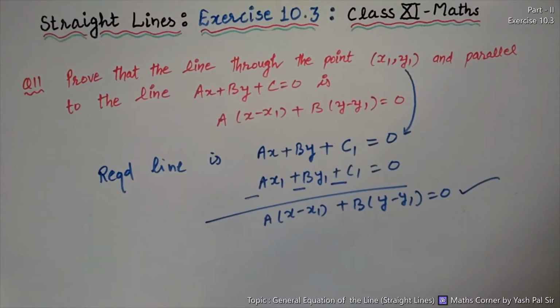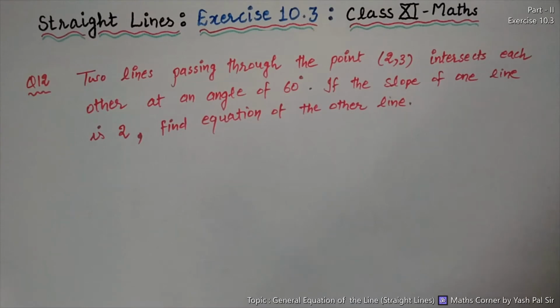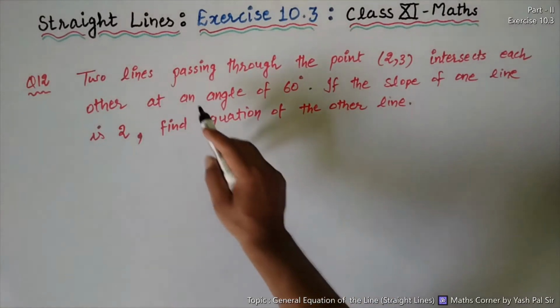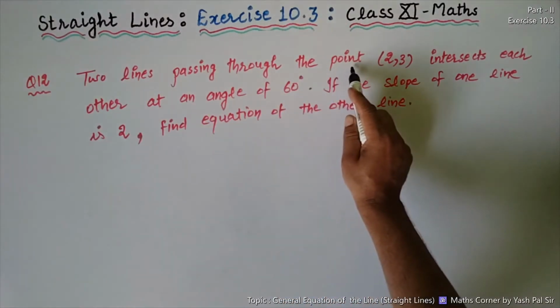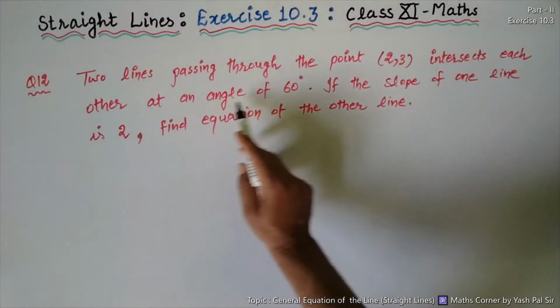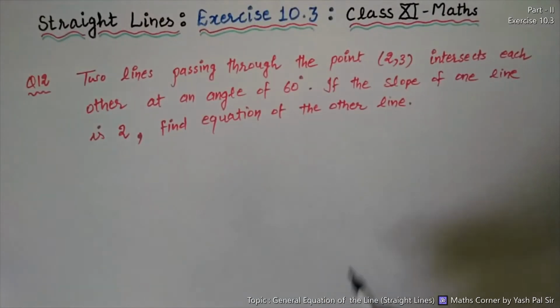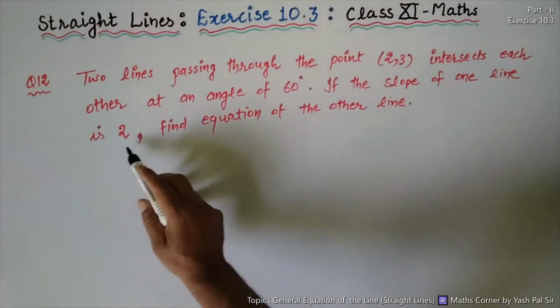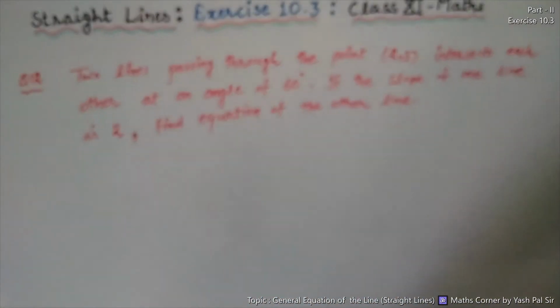Next question. Question number 12. Two lines passing through the point (2, 3) intersect each other at an angle of 60 degree. If slope of one line is 2, find the equation of the other line.